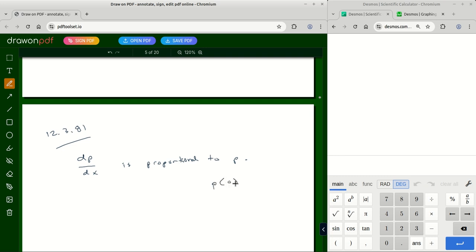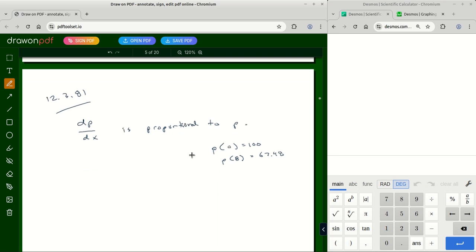They also say p at 0 is 100, and that p at 8 is equal to 67.48. Okay, let's time out for a second here. I think that x is units and p is price, something like that. In the end, that's not going to be a big important issue here. You're really just wanting to see this.